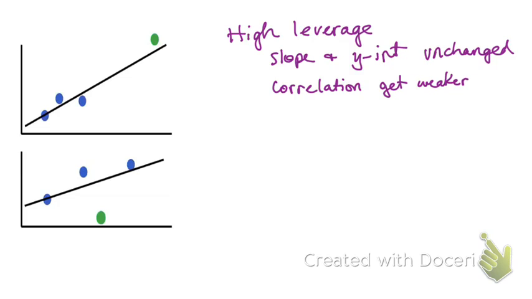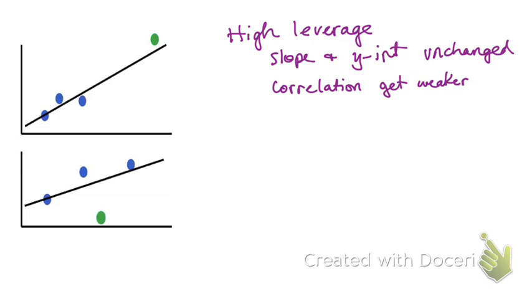Now, obviously, that's me talking about removing the dot. If I were to say what happened when I added the dot, what happened to the correlation when I added that dot? It got stronger. Okay, just want to make sure. All right, cool. Here's this one.